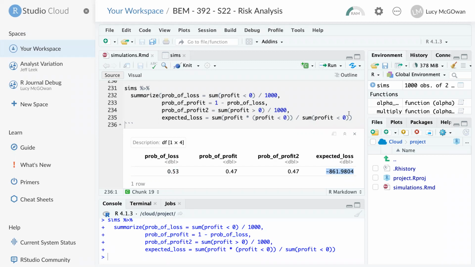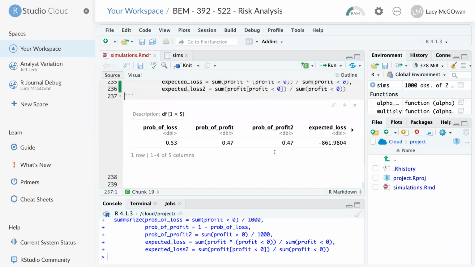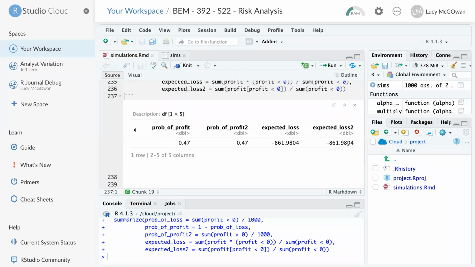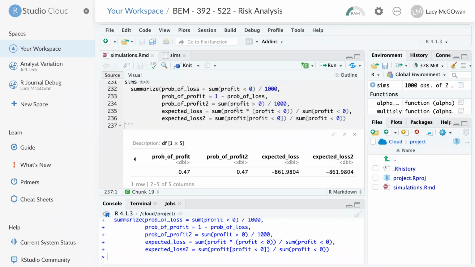Just to show that this is the same as how I had shown it with the brackets, I'll redo this here. Instead of doing that multiplying, I can use this shorthand in R, which is going to only select the profits where this condition is true, and this should give me the same answer. So it gives me that same 861. So these two are equivalent for calculating the expected loss.